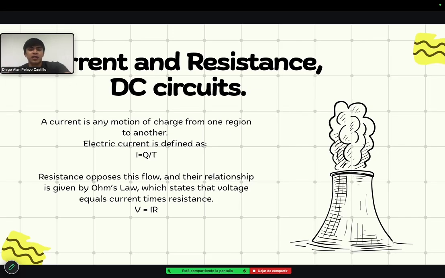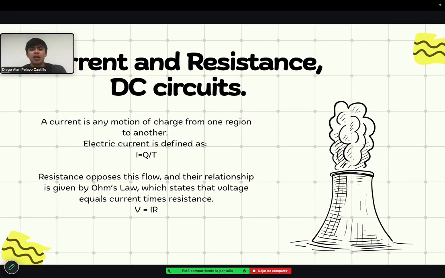In series circuits, the components are connected by one single path, so the current has only one path to follow. And this leads to the current being the same through all of the components, and the total resistance is the sum of all the individual resistances, and the voltage is divided across each component. So that's one way of having these circuits.